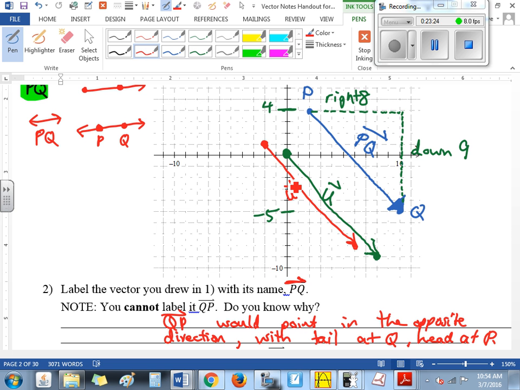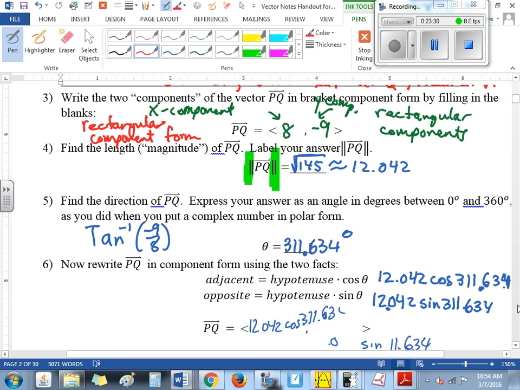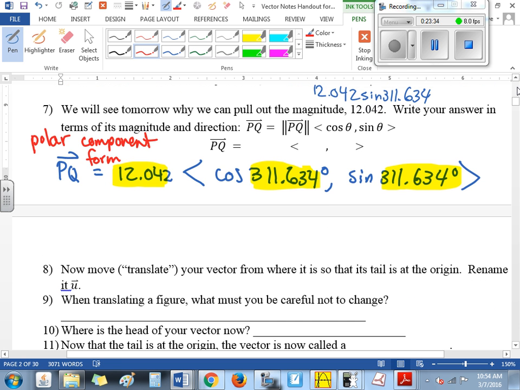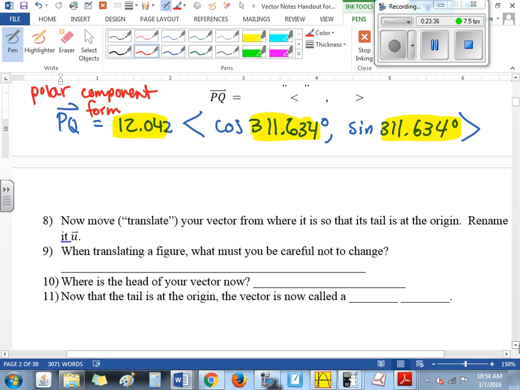What do we call it when it's at the origin? Yeah, so that was the second thing I had you look up on the internet. We called it a position vector. So let's fill in some blanks here together, okay? When translating a vector, not just a figure, but when translating a vector, what must you be careful not to change? Don't change its magnitude. Keep it the same length. Don't change its direction. Keep it pointing the same way.